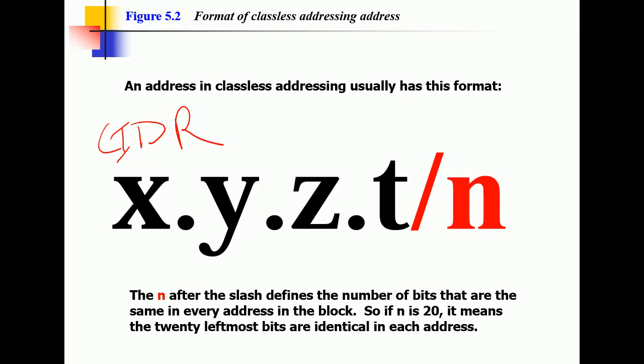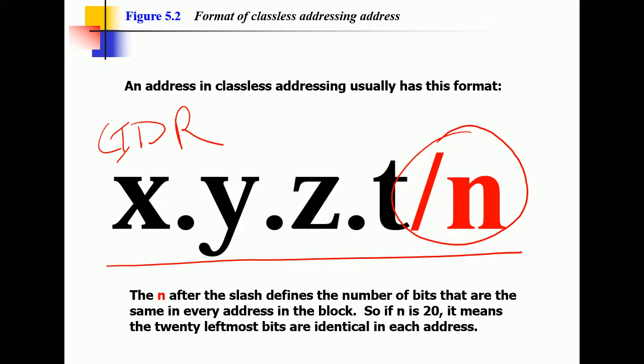In this case, we always write the address in this way. Always remember, whenever you see an address written in a question paper or somewhere else, or somebody is asking something, first you have to consider whether the given address is IP version 4 classful addressing or classless addressing. The only indication is this slash n value, or prefix length, with the IP address. Then definitely it's a classless addressing IP address. So the n after this defines the number of bits that are the same in every address in the block, right?